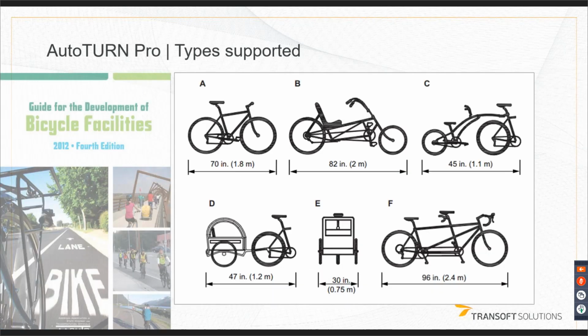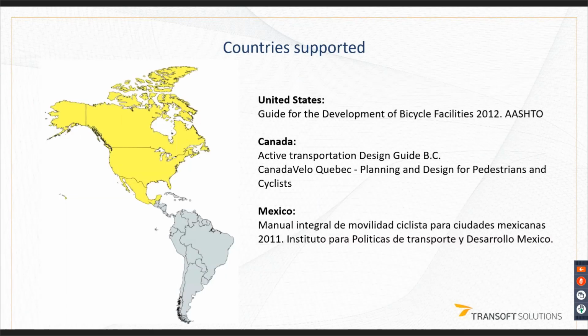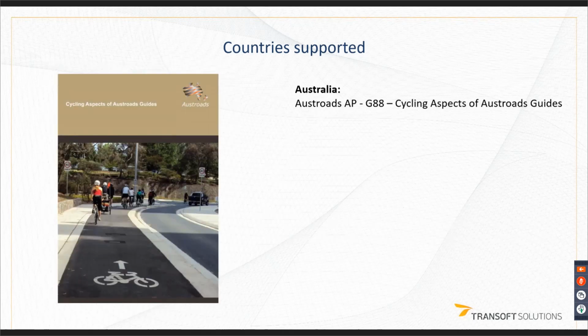Of course, as I mentioned before, in the case of North America, we do support the bicycle design vehicles included in the AASHTO guide for the development of bicycle facilities. So these bikes you see here will be part of the AASHTO bicycles guideline. We also cover the Canadian guidelines for bicycle design and the Mexican bicycle design guideline. So the North American continent is pretty much all covered. We also support Australia with their design guideline.